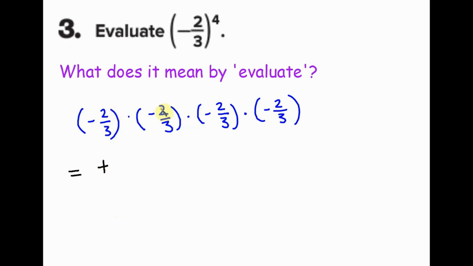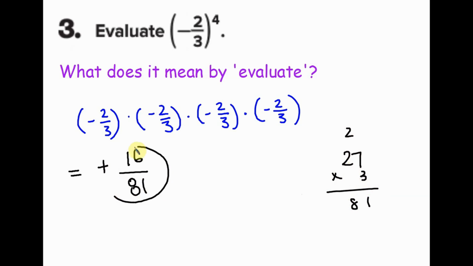Now I'm going to multiply all the numerators. So 2 times 2 is 4, times 2 is 8, times 2 is 16, over 3 times 3 is 9, times 3 is 27, times 3 is 81. So that's how I know this will be my final answer. I don't really need a positive sign, by the way, so I could actually erase it.